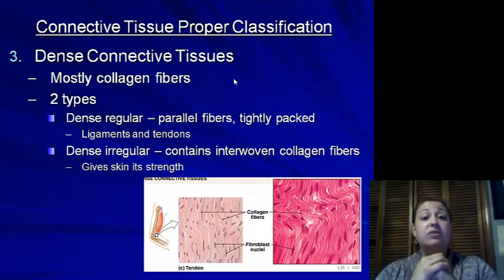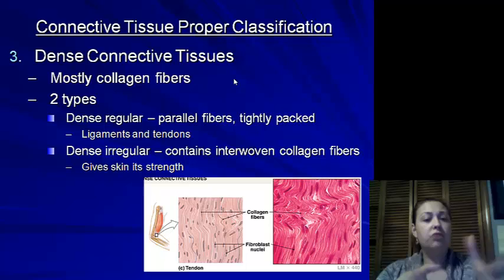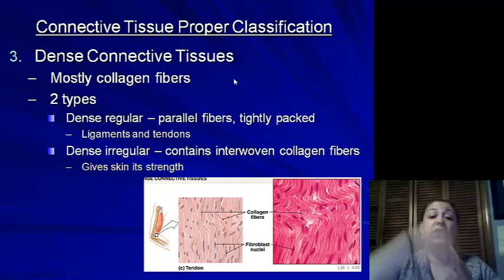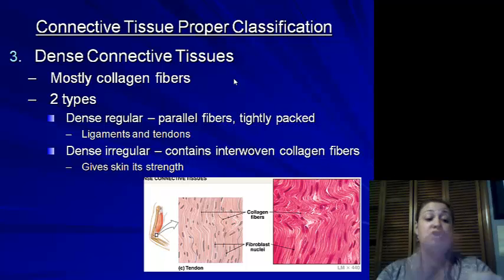The next type is our dense connective tissue. It is mostly collagen fibers. There are two types. There is regular, which we see parallel fibers tightly packed together, and we'll see these in our ligaments and tendons. And then we see dense irregular, that contain interwoven collagen fibers. And you see this in the skin, and it gives us its strength.